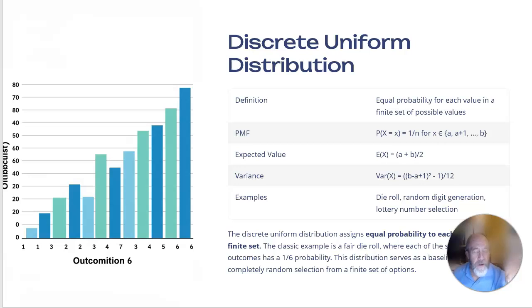So it's a fun one, and it's actually the very first one that I showed you in the very first slide, the discrete uniform distribution. And again, it has its own probability mass function. It's got its own expected value.